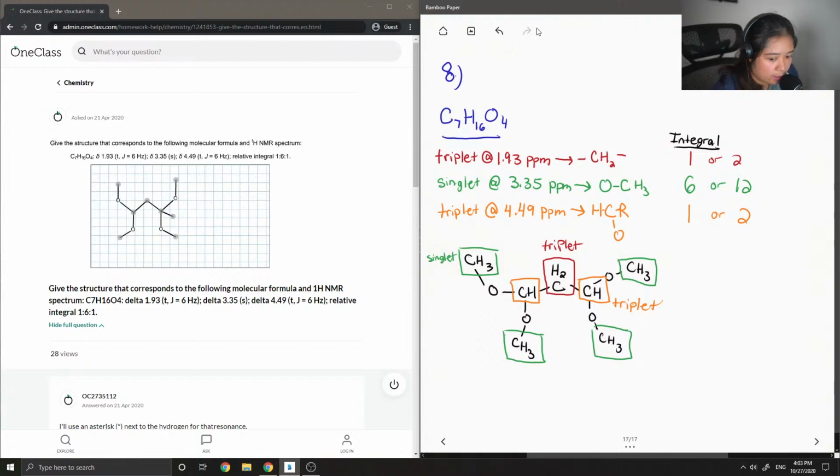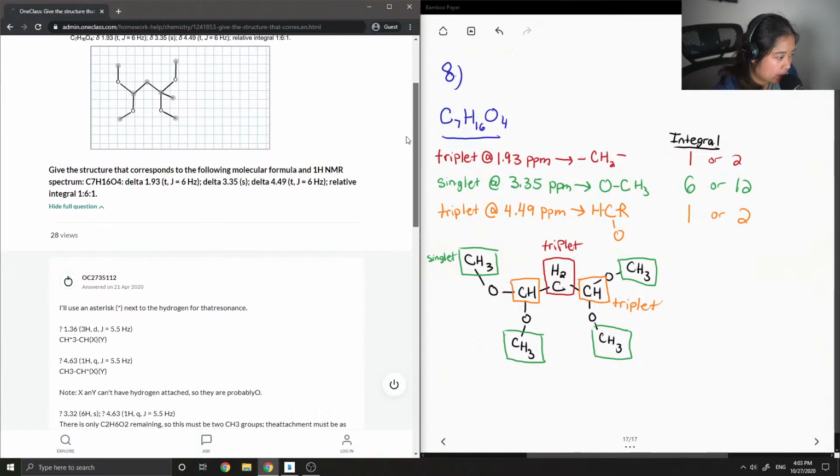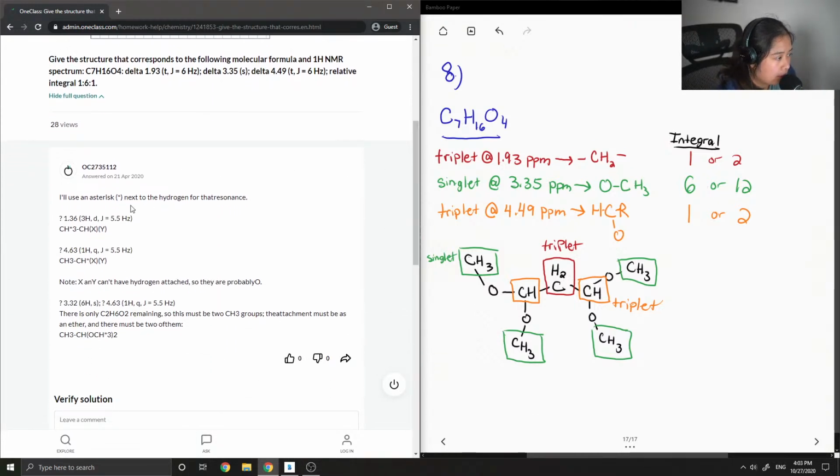Okay, let's look at the answer from our junior tutor. I'll use an asterisk next to the hydrogen for that resonance. So I get what they're getting at.